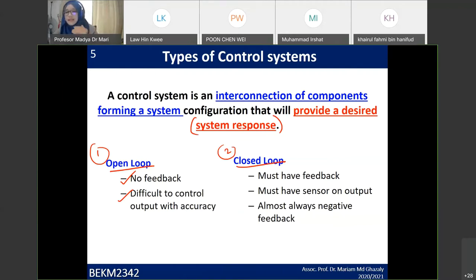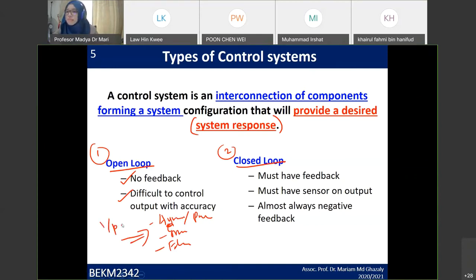So, meaning that the output of the system will depend on the input, okay? The input, what's the input? When we talk about a system, normally we will talk about the actuator. So you have the hydraulic, pneumatic, you have the mechanism, which is a combiner here, and then you have the electrical. So the output will only depend on the input to the system.